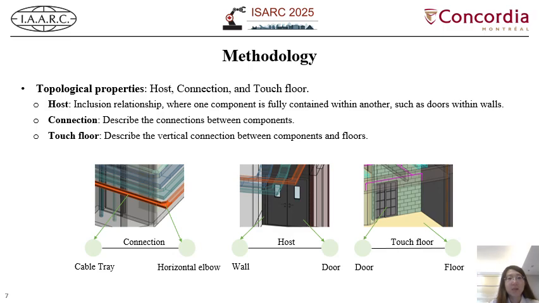For topological properties, we selected the host and connection relationships contained in the IFC. Host represents the inclusion relationship, where one component is fully contained within another, such as doors within walls. Connection describes the connections between components. Besides, this study introduced a touch floor relationship to describe the vertical connection between components and floors, providing a more intuitive representation of the functional layout and component distribution across different building levels.